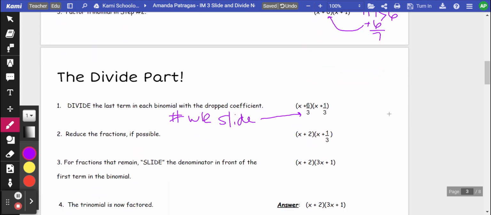If it divides, we're going to do that. So 6 divided by 3 is a 2. Perfect. But 1/3 doesn't simplify. So if you notice, I kept this 3 outside of the parenthesis. So if I were to cover it up, it looks like it's just an x plus 1. So what we do is we take that number and we are going to move it to in front of the x of that parenthesis. Okay, so notice now I have 3x plus 1. So I simplify if I can. I slide the denominator in front of the x if I still have a fraction. And that gives me my answer.